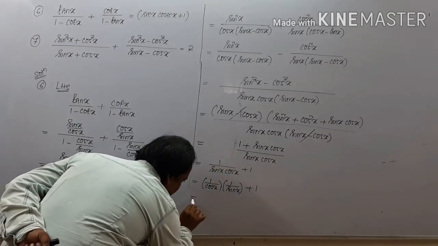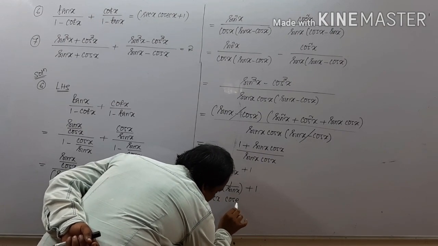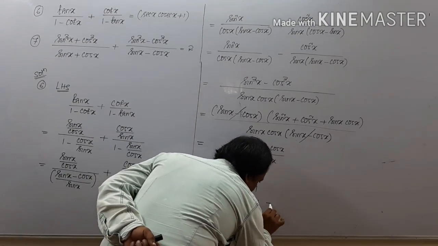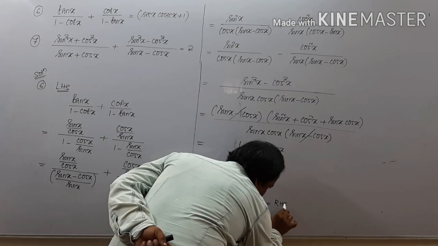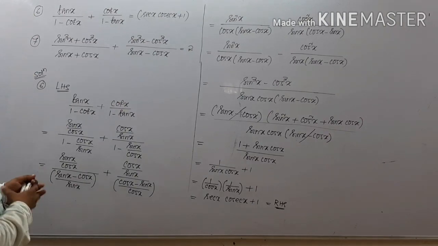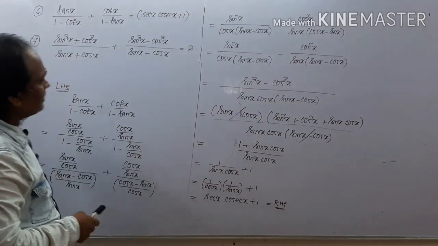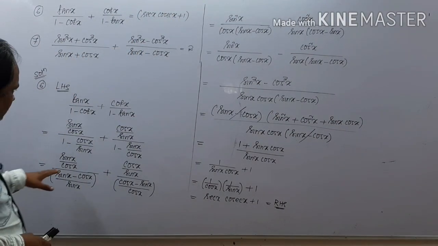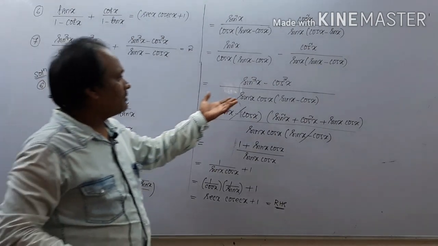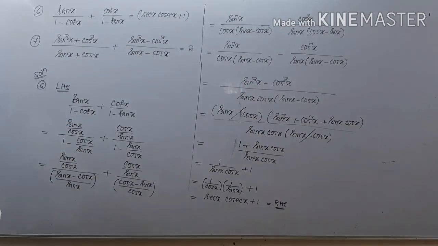So clearly this is sec x multiplied by cosec x plus 1. This is nothing but our RHS. So here we have proved that this particular expression is equal to sec x multiplied by cosec x plus 1. Just here I have used, first of all I have converted tan and cot in the form of sin and cos, and then I have used the a cube minus b cube formula, that's it, and we got the result.